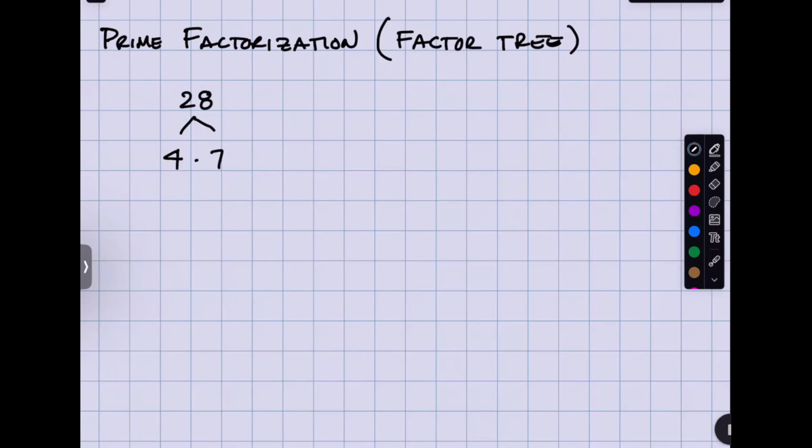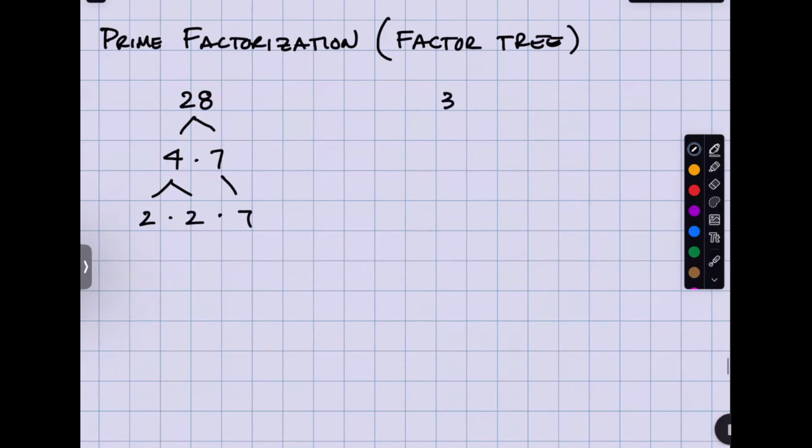Is 4 a prime number? No. So what times what gives you 4? Is 7 a prime number? Yes. So we bring it down. So 2 times 2 times 7 is 28. Everybody agree?